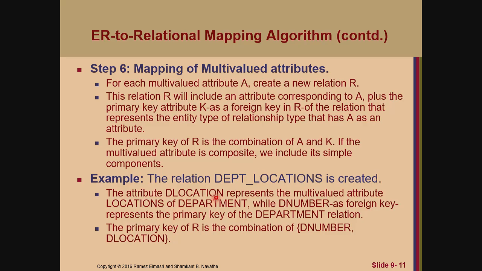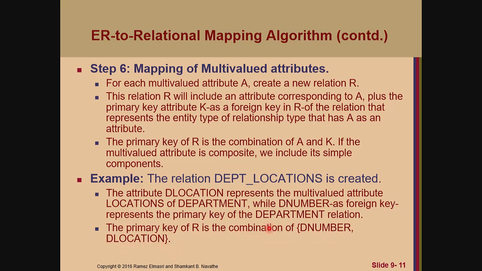Oh, the location is the attribute name. Sorry. So this is the multi-value attribute location of department. Why DNumber as foreign key? They set up DNumber as the foreign key representing the primary key of the department relation. The primary key of R is the combination of DNumber and DLocation.